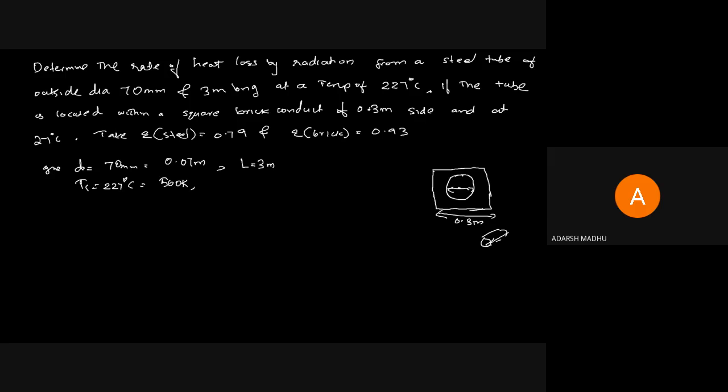മനസ്സിലാക്കുക. The particular steel tube of outside diameter 70 mm and 3 meter long at a temperature of 227 degrees Celsius, if the tube is located within a square brick enclosure of 0.3 meter side and at 27 degrees Celsius, and therefore T2 equal to 27 degrees Celsius is equal to 300 Kelvin. Which means the heat is transferring from this body, from the particular steel tube to outside. Therefore T1 is here and T2 is here.